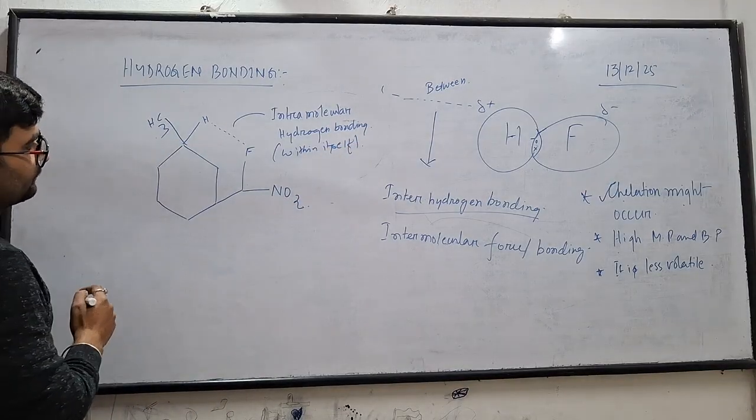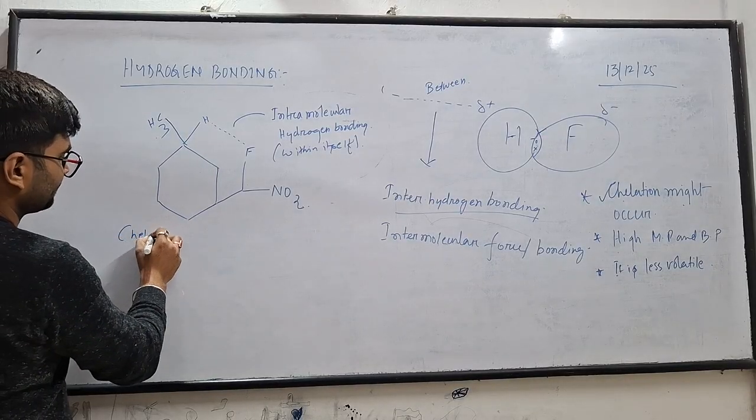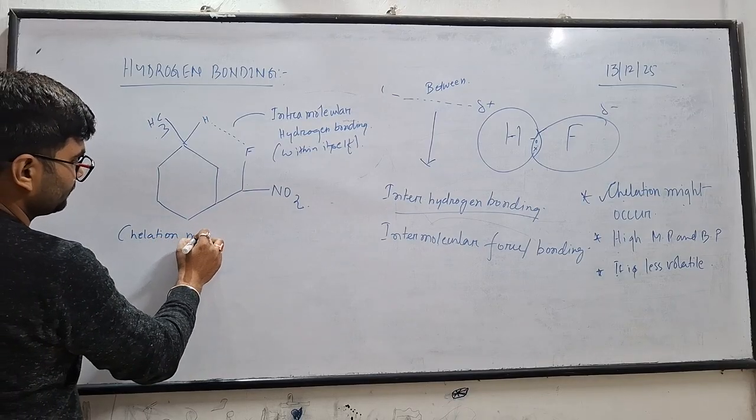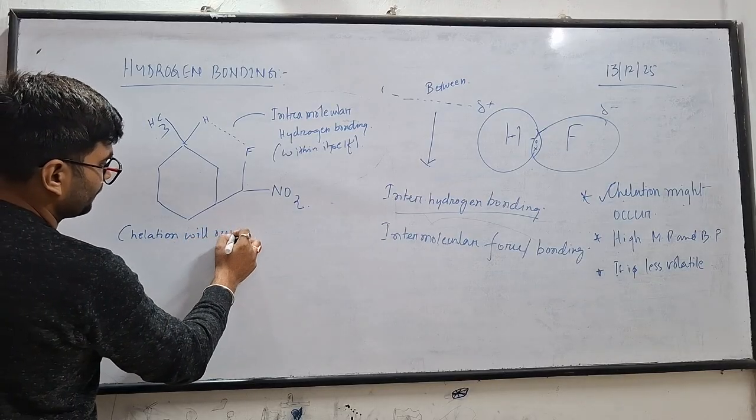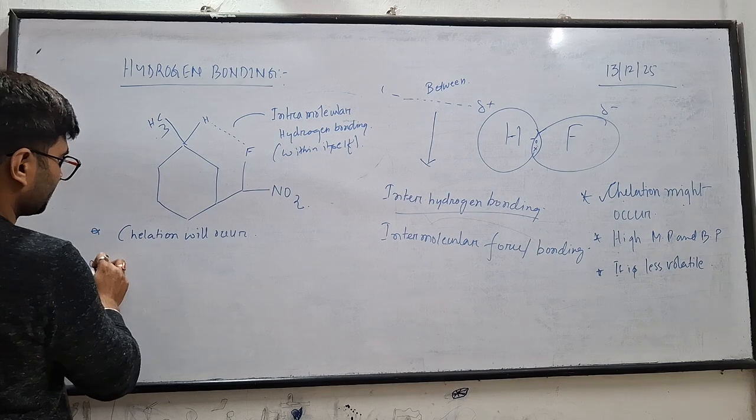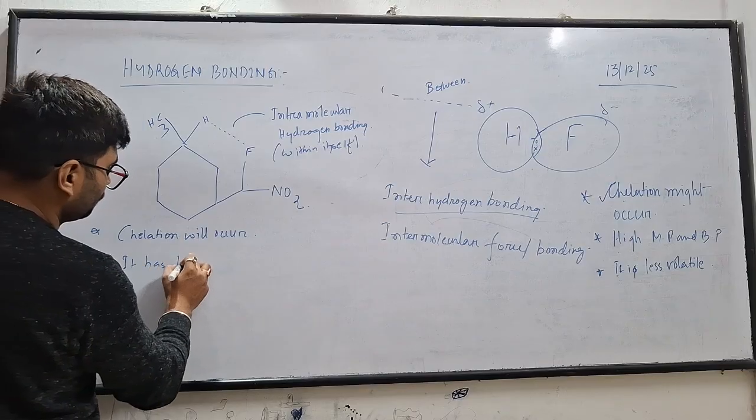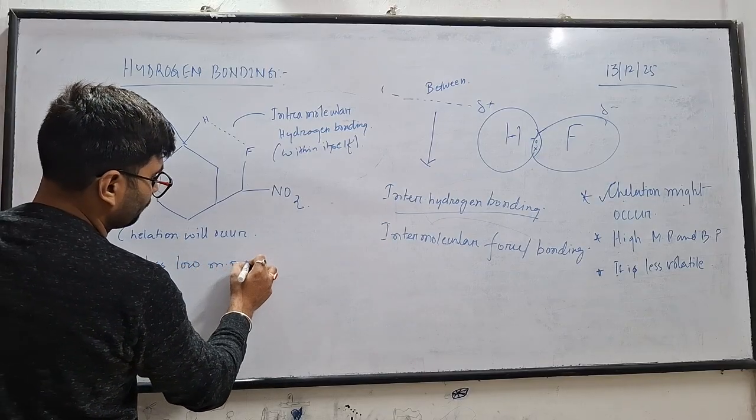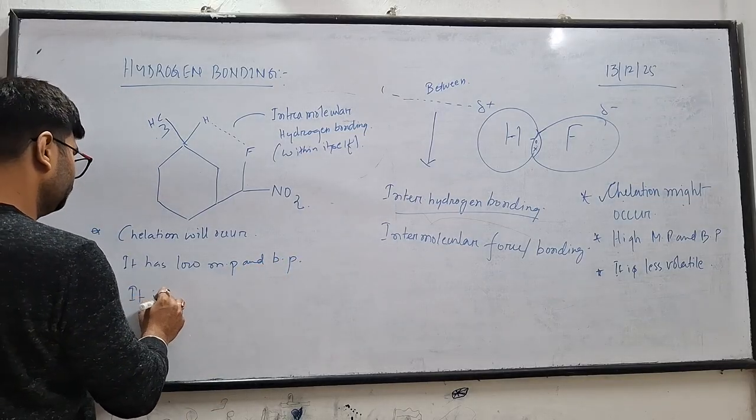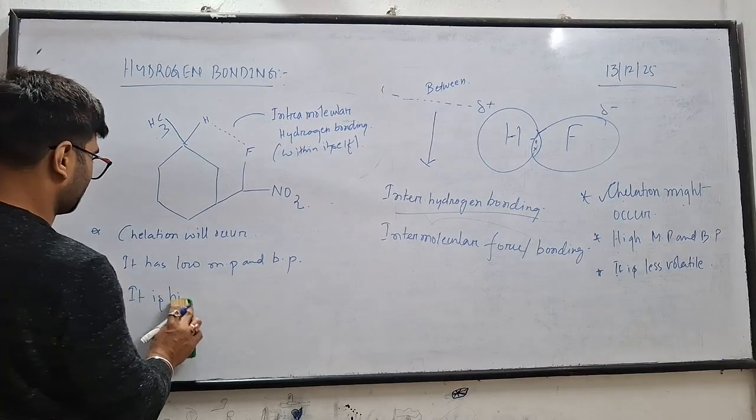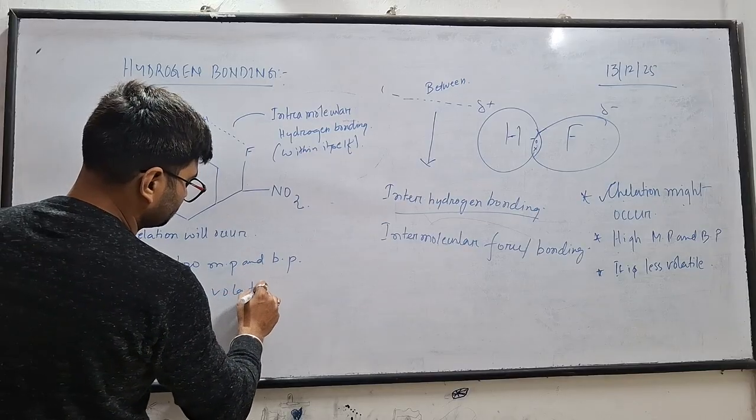If there is a carbon here, so here chelation will occur. That is, here they can form a ring. Here chelation will occur. First point. Second point would be, here it has a low melting point and boiling point. Third, it is more volatile.